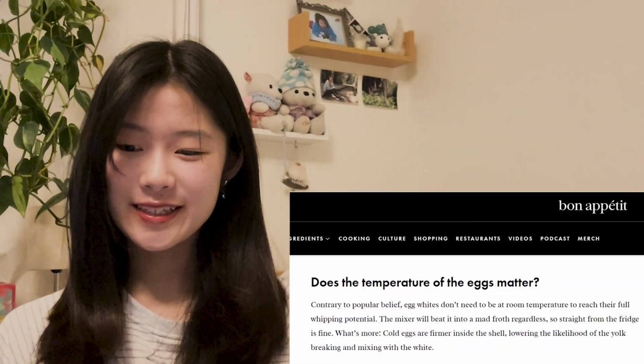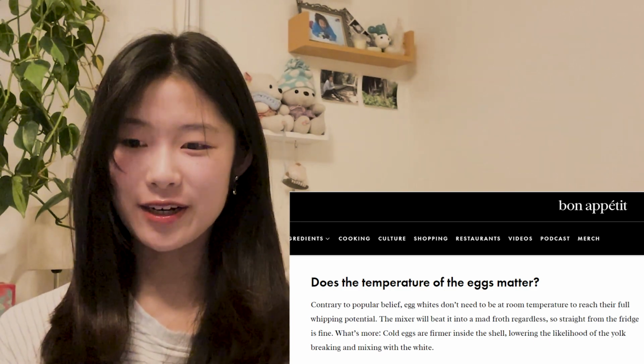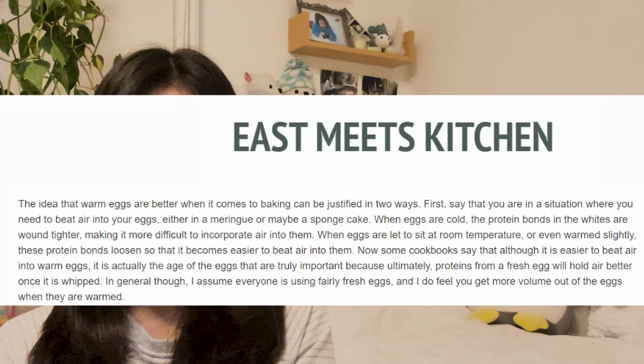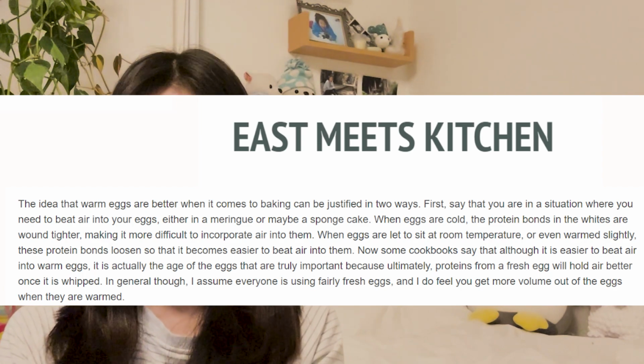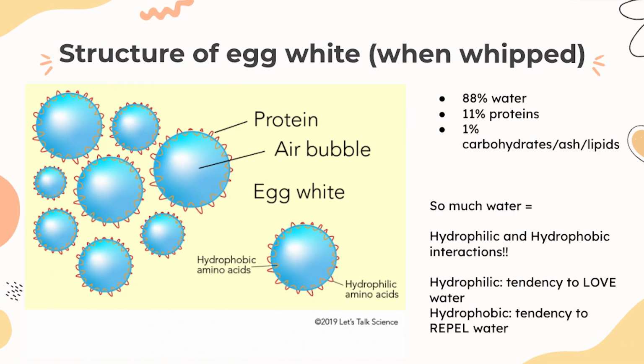According to Bon Appetit, egg proteins will be broken due to whisking and will be able to trap air regardless. However, East Meets Kitchen states that eggs, when warmer, have looser proteins, making it easier for them to trap air. This makes sense because in warmer temperatures, molecules move faster and may disrupt some intermolecular bonds, allowing for more flexibility of movement of the proteins. Egg whites, contrary to egg yolks, hold the most air, which makes them the most crucial for making sponge cakes.